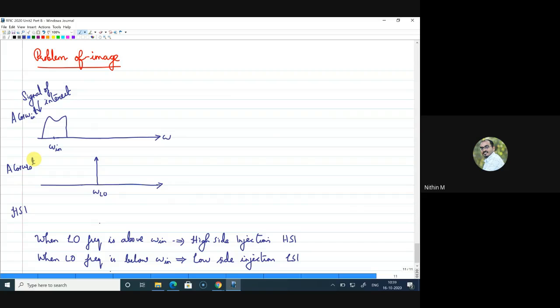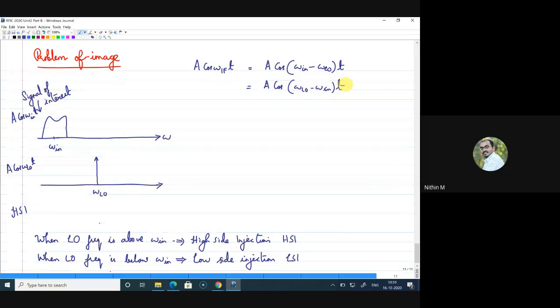Now if these are the two signals going to a mixer, I can write that the intermediate frequency will be A cos omega IF t. There will definitely be two components, but assuming there is a high pass filter, I can say omega in minus omega LO into t. Since it is cos, I can write either way. Now in this case it is omega LO minus omega in into t, because LO is the higher frequency.